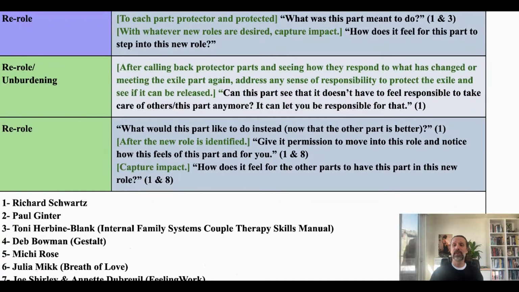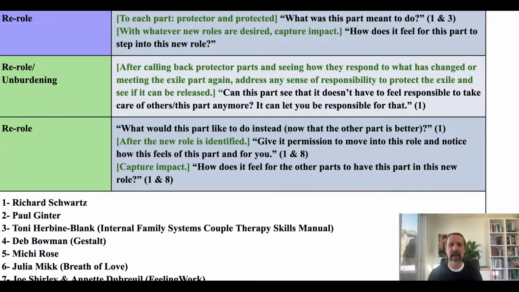Okay, and then last row: what would this part like to do instead now that the other part is better? After this new role is identified, there's just a way to deepen into the reroll. Give it permission to move into this role and notice how this feels for this part and for you. And then capture the impact. So you can capture impact for the actual part stepping into the new role, and then how does it feel for all these other parts to have this part shift into this new role?